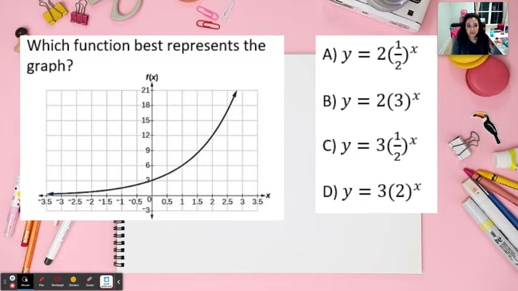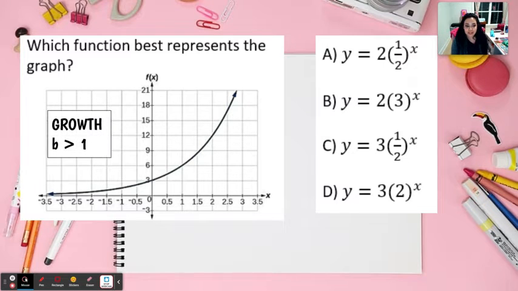We're going to do this one together. It says, which function best represents the graph? Well, I start out by saying this is a growth, meaning b has to be greater than 1. So I look at my answer choices. In answer choice A, my b is 1/2, and I know 1/2 is less than 1, so it cannot be A. Same thing goes for answer choice C. My b is 1/2, that is less than 1, so it can't be C.